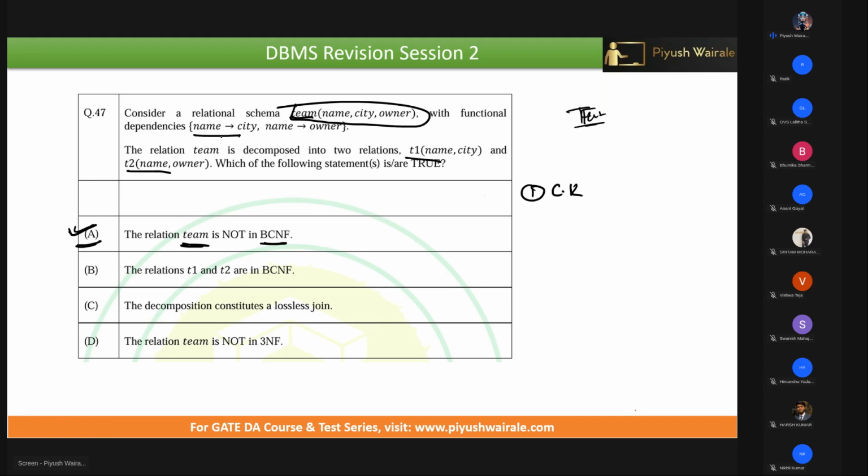The FDs given to us are name determines city and name determines owner. So only name is there on the left side, and name is not present on the right hand side. So name must be a part of the key. If I take the closure of name, name is the key. From name I'm going to get city as well as owner. So all the attributes from name, so name is basically a key. Now tell me, is it in BCNF or not?